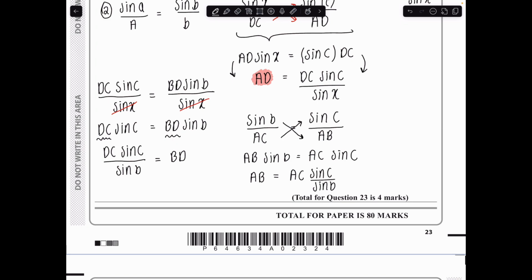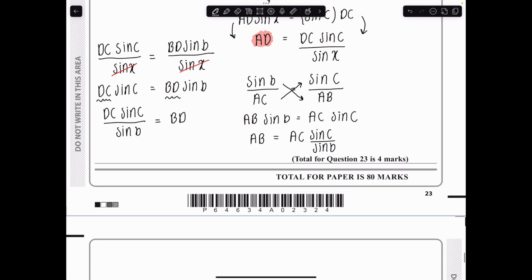But now here, we're almost at the end. How do we get sine C over sine B on one side? We have to divide both sides of this expression by DC. So that leaves us with sine C over sine B. And that would be equal to BD over DC. Then for this expression here, we need to divide both sides by AC. So that leaves us with sine C over sine B is equal to AB over AC.